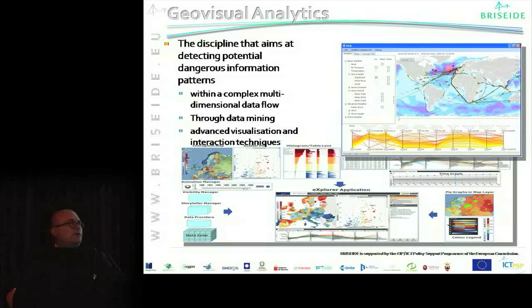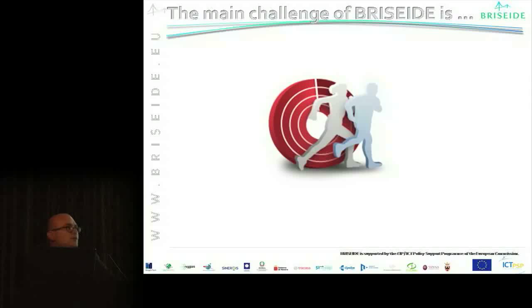But we also have to provide adequate tools, user-friendly tools, that can provide analytic information in a visual manner. And this has been addressed in the scientific and academic domain by means of geovisual analytics, the discipline that aims at detecting potentially dangerous information patterns within a complex multidimensional data flow. So I'm speaking about a multidimensional geodatabase, which I think is actually a two-dimensional or 2.5-dimensional database. And this is done in geovisual analytics: the discovery of patterns by means of data mining, and also advanced visualization and interactive techniques.